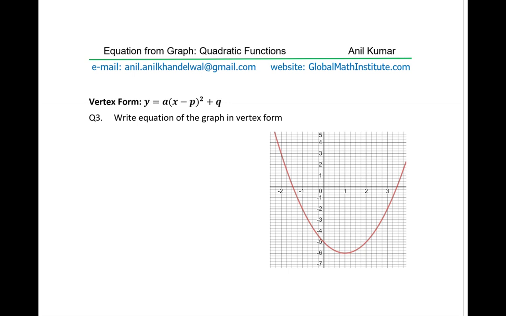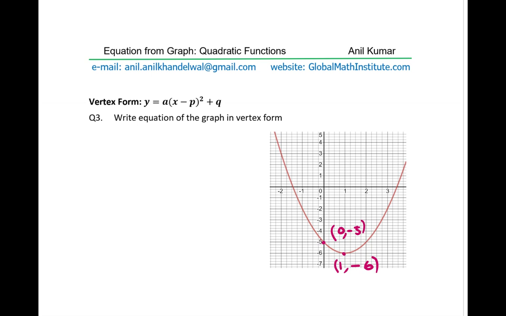This time we have a parabola which is opening upwards, and it has a vertex right there. The vertex has x value 1 and y value minus 6. We need to identify other points on this parabola. The best point here is the y-intercept, which is at (0, minus 5). So these two are good points to get the equation of this parabola.